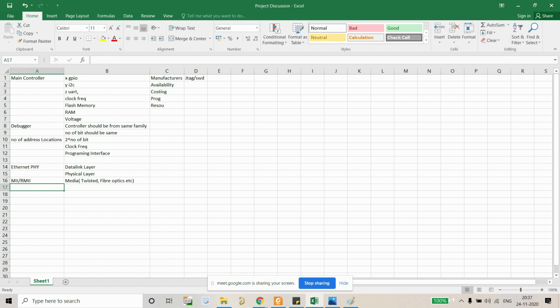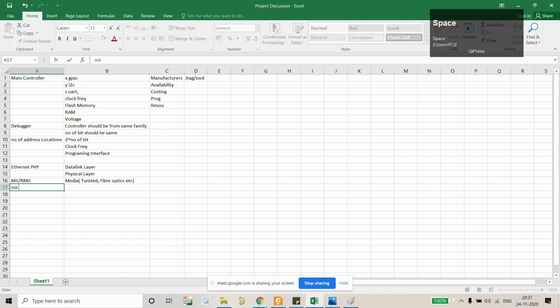Okay. So if we talk about the number of lines that we use, for MII we use 16 connections, 16 signals. It has RX, TX, and multiple clocks for RX and TX, right? And it has error signals etc. Another is RMII, which has only 7 connections, I guess. Okay. So we will see what our requirement is.